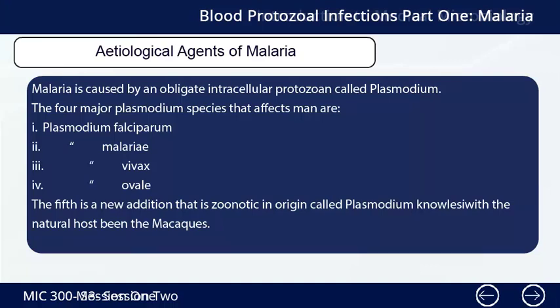Etiological agents of malaria. Malaria is caused by an obligate intracellular protozoan called Plasmodium. The 4 major Plasmodium species that affect man are 1. Plasmodium falciparum, 2. Plasmodium malariae, 3. Plasmodium vivax, 4. Plasmodium ovale. The 5th is a new addition that is zoonotic in origin, called Plasmodium knowlesi, with the natural host being macaques.